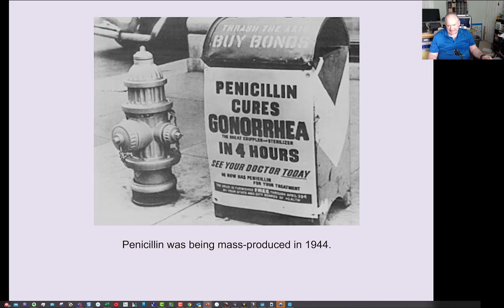Gonorrhea, for example, was pretty prevalent. It eventually causes some of the hideous types of damage and blindness and various things, and we don't really want to get gonorrhea. We get gonorrhea from a type of microorganism, and penicillin will kill it. And so if you were to acquire this sexually transmitted disease, then you could be treated with penicillin and get rid of it. And that's just one of many things that penicillin would cure and get rid of for you.